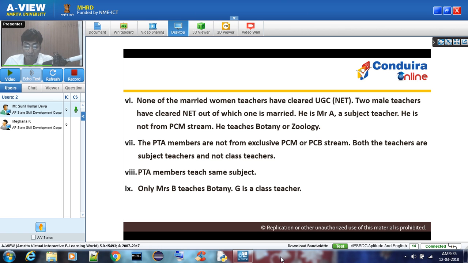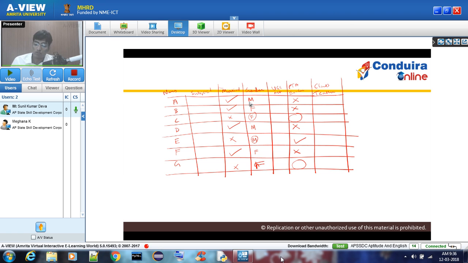None of the married women teachers have cleared the UGC net. This actually is a positive information because I can go ahead and write it down. So for UGC net, for married women teachers, I can say none of them cleared the UGC net. Married female, so she did not clear the UGC net. Does it mean that all the others cleared? No. It means we don't know about the rest. The information that we know is the married female teachers did not clear the UGC net. We'll go ahead and only use that much.